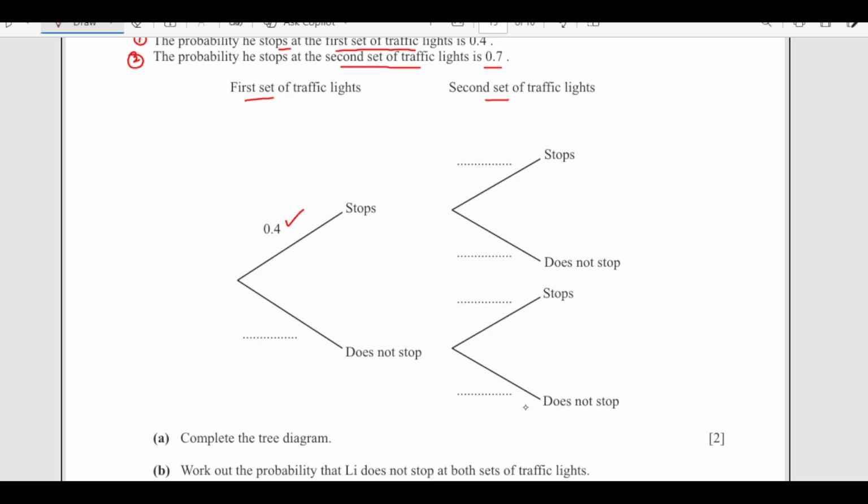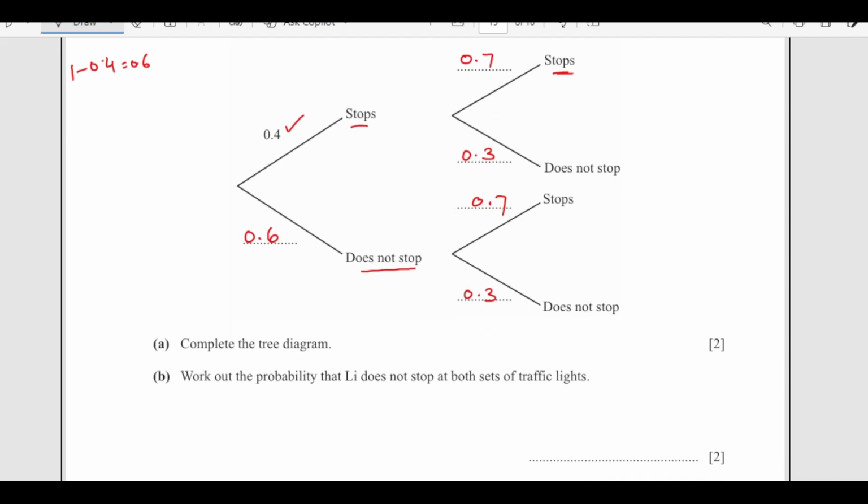So this is stops and this is does not stop. So we will take 1 minus 0.4, which is 0.6. So this is going to be here 0.6, right? Now for the second stoppage we have the probability that he stops. This is stops here, it is 0.7. So the other one is going to be 0.3 because the total should be 1. So again for stops it is 0.7 and this is 0.3, right? So that's how we complete the diagram.